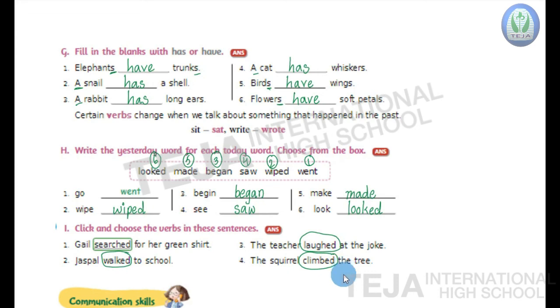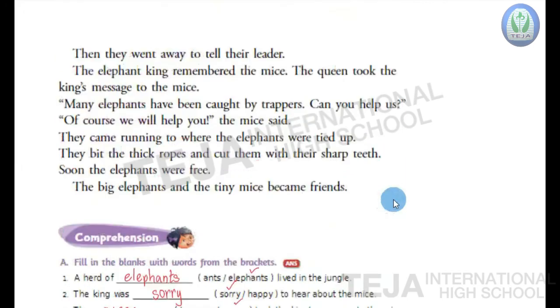Okay. Now with this, we'll close today's session, children. In today's session, we have discussed the grammar fun and we have learnt how to use has, have, and at the same time how to write the past tense. We have learnt about the present and past tense.